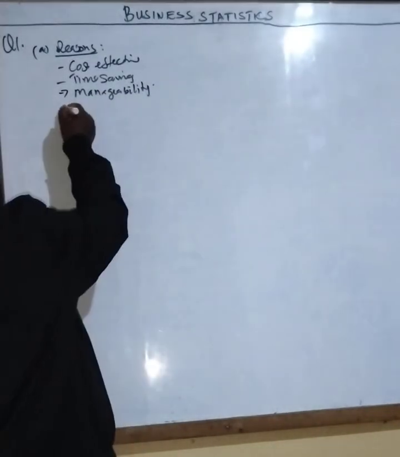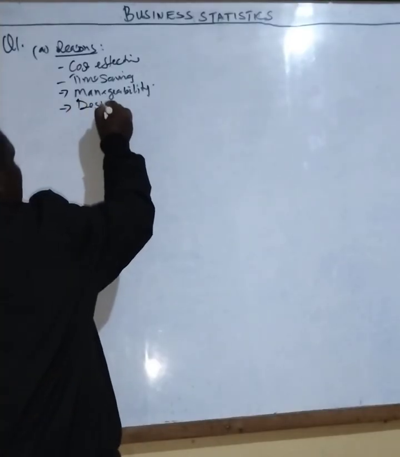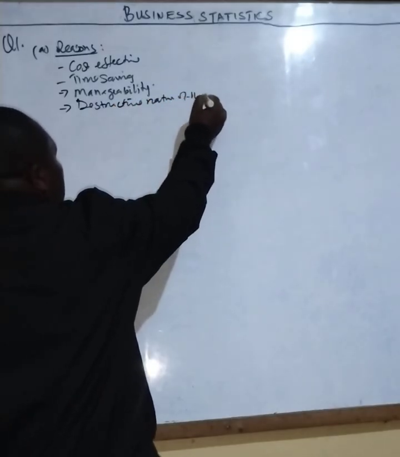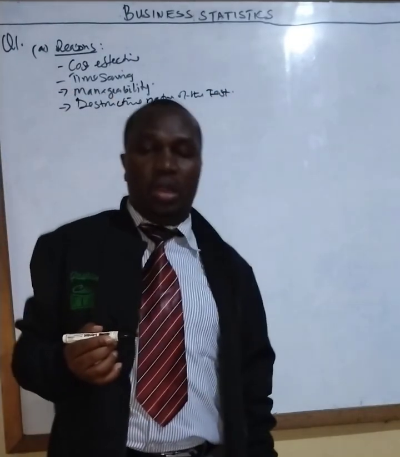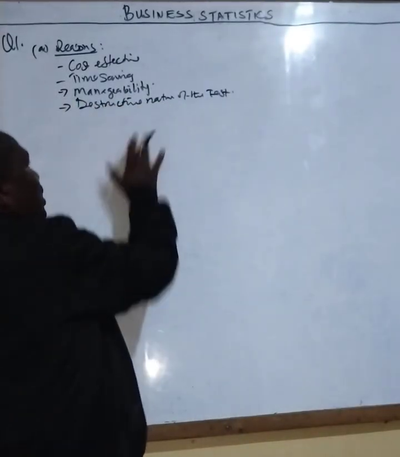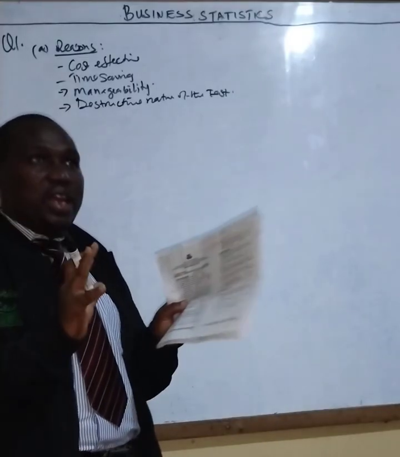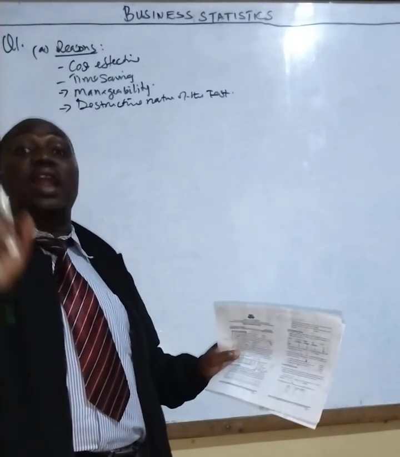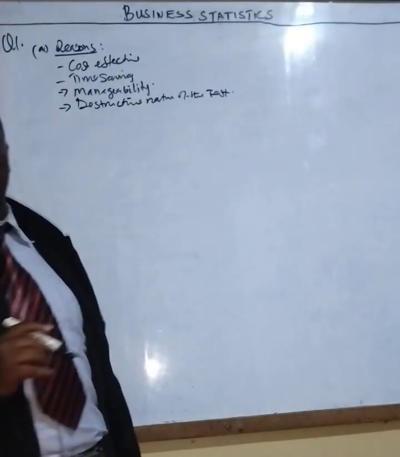The fourth one is the destructive nature of the test. Some of the tests that you want to carry out might be very harmful for human consumption. So if you are carrying out this kind of test, ensure that the sample is small enough so that it does not consume your time, because when you consume your time, you are also endangering yourself. So for that case, we say it is destructive.